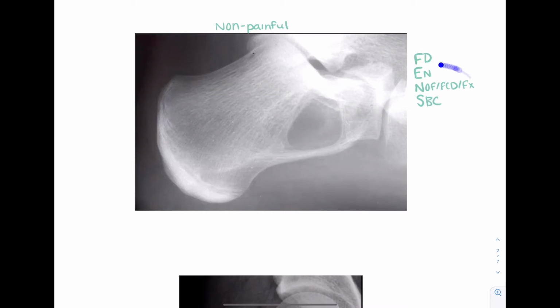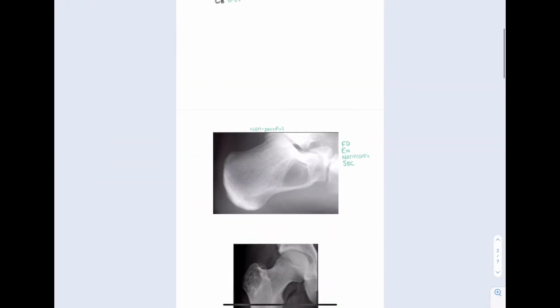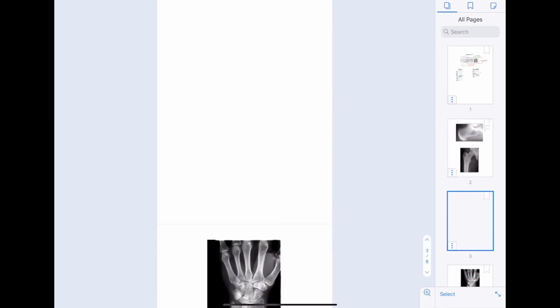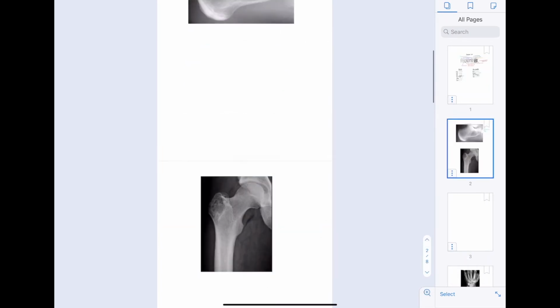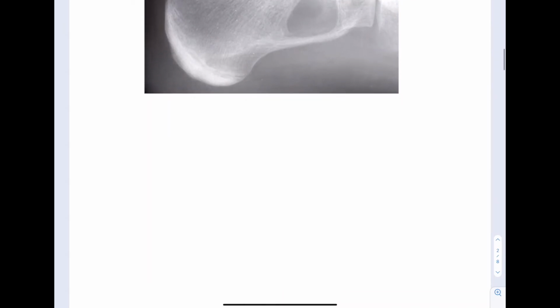So now looking at these, I would be like, I don't know how to tell the difference. Well, it's not NOF, FCD, or FX because it's not in a tubular bone on the side, right? Eccentric, remember? So let's define some things with these ones. Let me give myself a little more room. Okay, so let's define each of these. So let's rule out NOF, FCD, and fibroxanthoma.